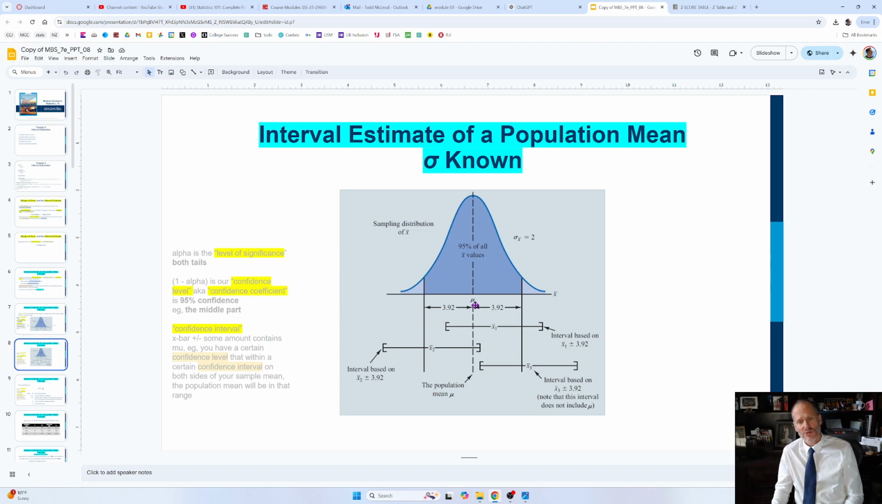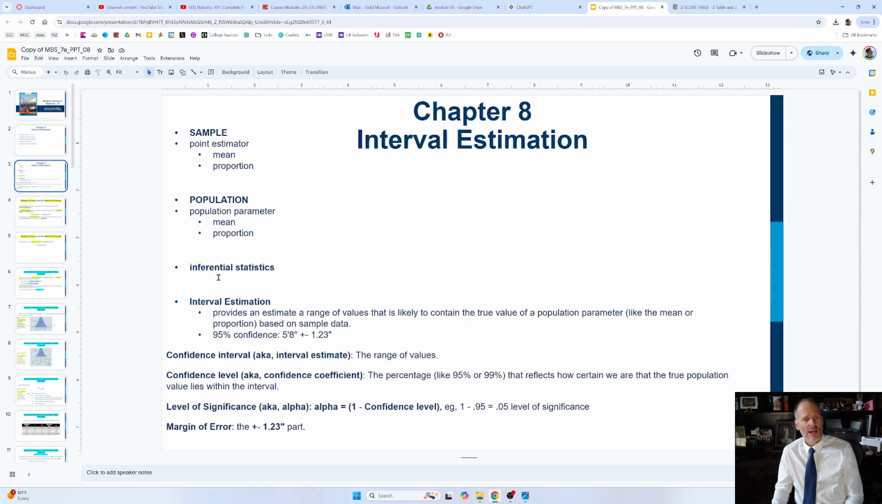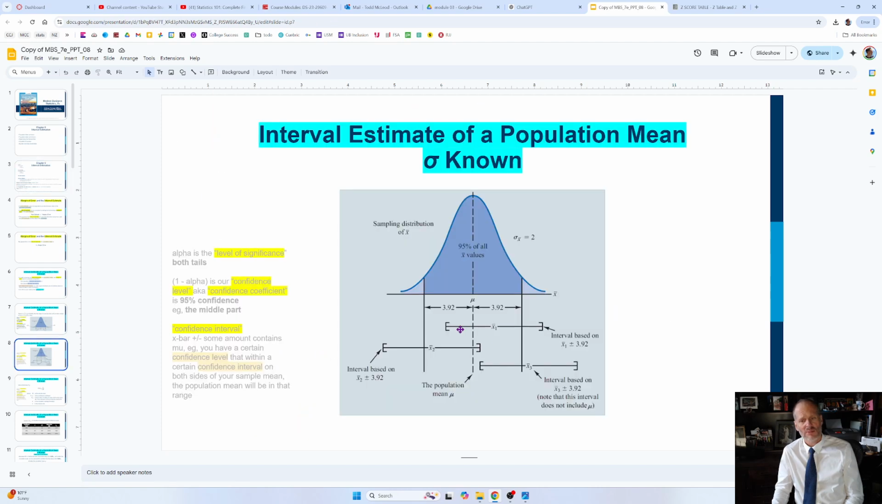Okay, here is the true population mean, and we're saying that plus or minus 3.92 will include all of these sample means 95% of the time. And so, again, we could also say, based upon this sample mean, we have 95% confidence that within this confidence interval or interval estimate, the population mean will be within this.